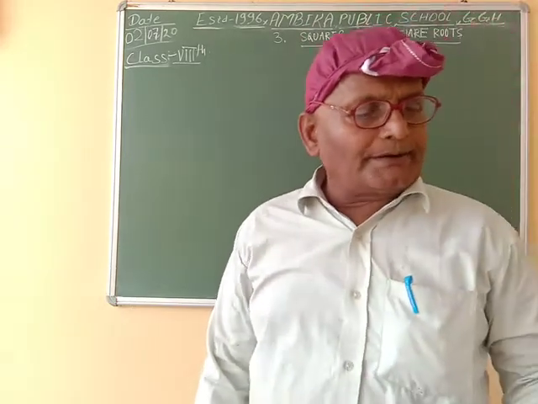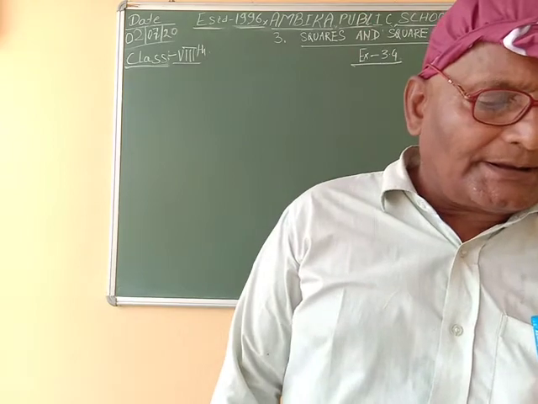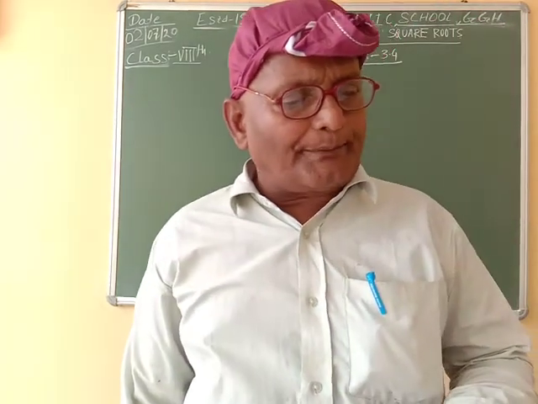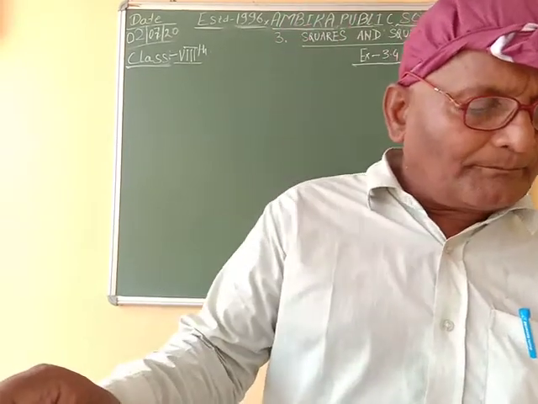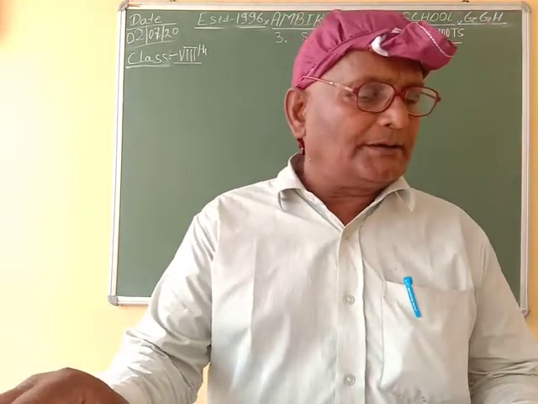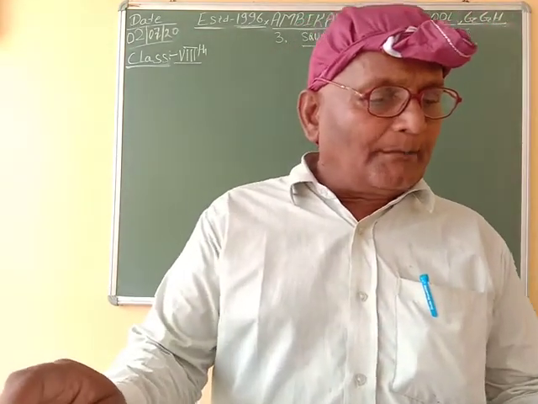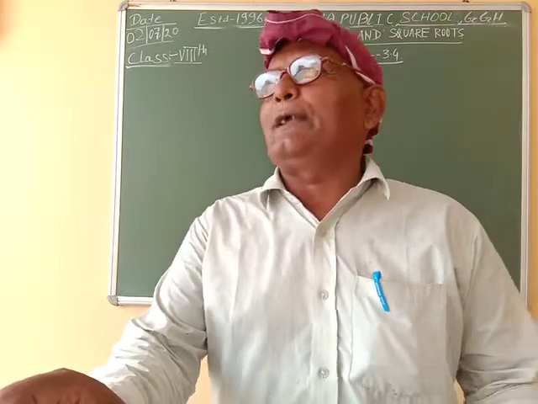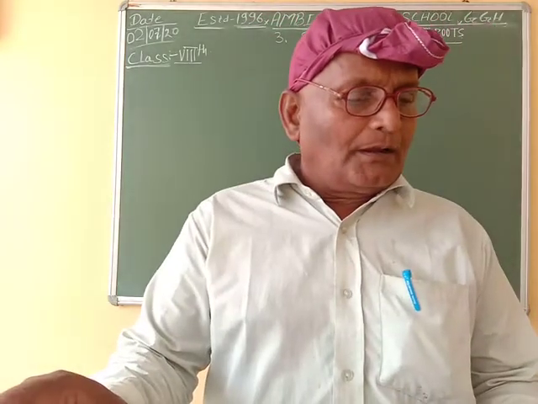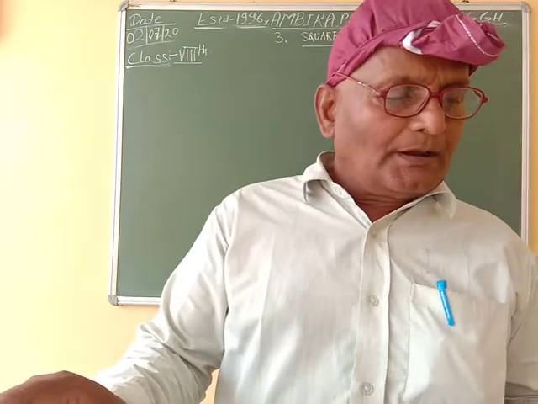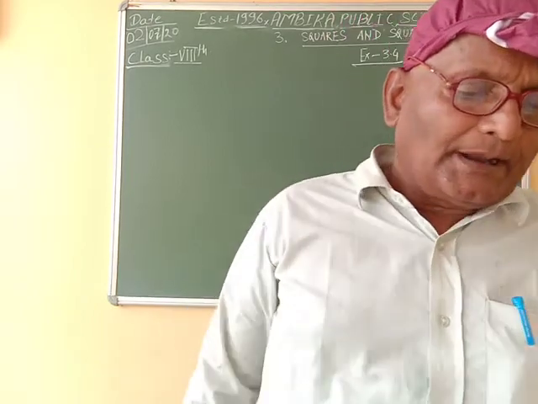So, first number question of exercise 3.4 is: find the number of digits in the square root of the following perfect square numbers. We have learnt in previous class, if the number of digits in a given number is n, which is even, then the number of digits in the square root is equal to n by 2. So, by this formula, you can find the number of digits in the square root of the following perfect square numbers.